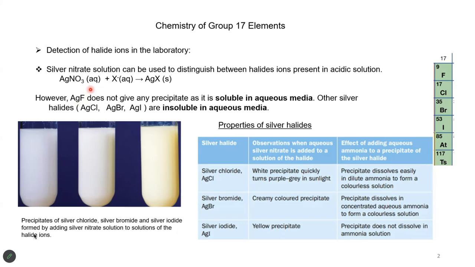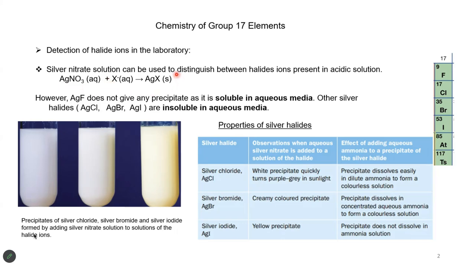What we do, we take the halide ions in acidic media. Please mind that we have to acidify it with dilute nitric acid. Why should we acidify the halide solution with dilute nitric acid? Because other acids will also precipitate with that anion. So we take halide ions in acidic media in a test tube and then add silver nitrate solution.